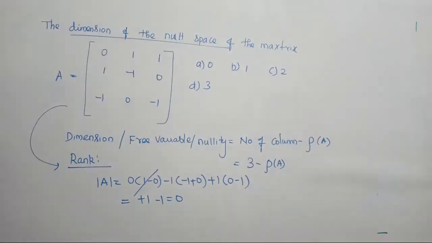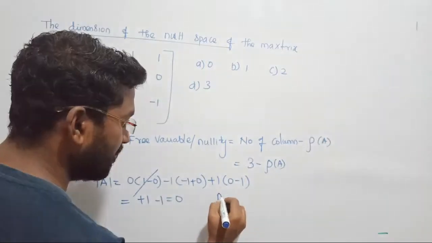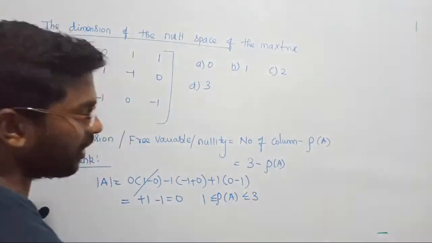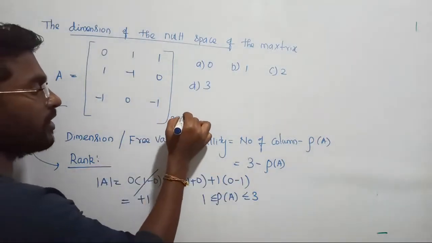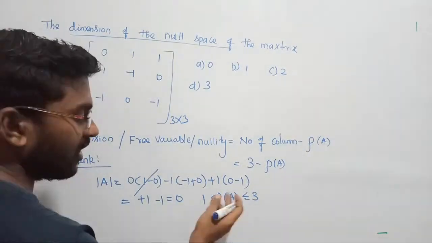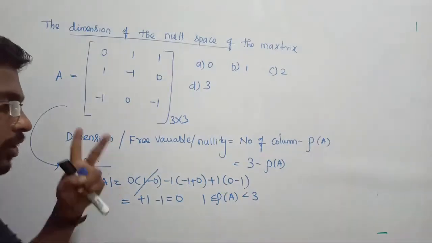What is the conclusion? Generally, how would we write the rank of this matrix? The general relation is it will go from 1 to 3. Do you agree? Yes, because the maximum value is the order of the matrix, and since the order of the matrix is 3 cross 3. But now I am getting a singular matrix. For a singular matrix, the rank is less than 3. Less than 3 in the sense either it might be 2 or 1.